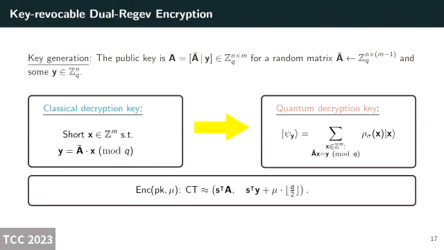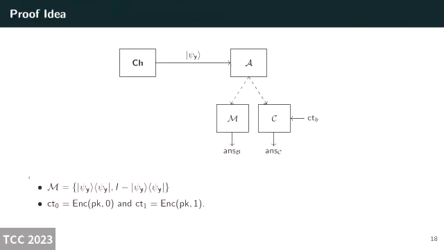So you can see that using a classical decryption key, you can decrypt and recover mu. Using the quantum decryption key, you can also recover mu. The way you do this is just to run the classical decryption algorithm coherently on the quantum state. Okay, so this is the dual Regev encryption.